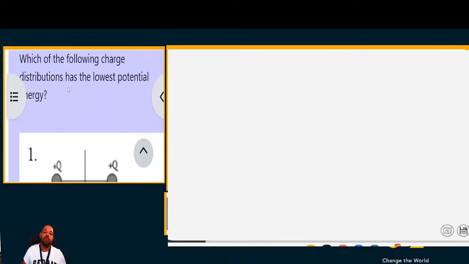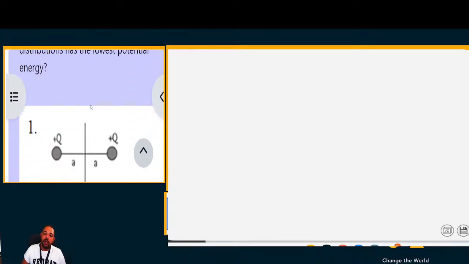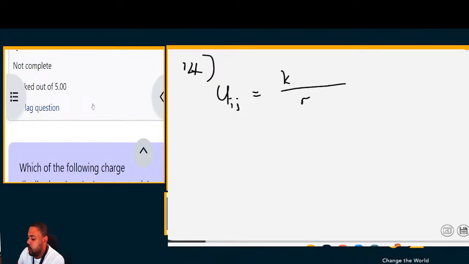Okay. Which of the following charge distributions has the lowest potential energy? Okay. And we need to then work out the charge distribution for each one of these charges. Okay. And that is quite easy. Let's do it. We've already done electric potential energy in the question before this one, question 12, I think. Electric potential energy, we stated that electric potential energy between I and J is equal to K times the charge at I times the charge at J over the distance between I and J.